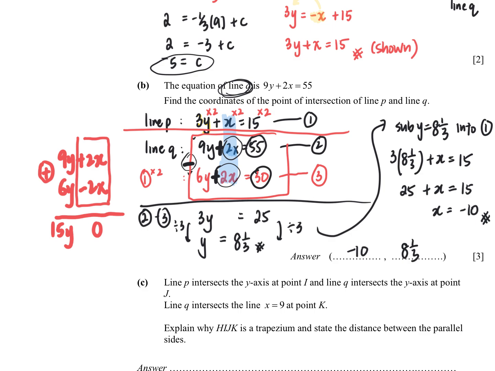55 over 9. Where got 55 over 9? 25, right? I see. How to get 9?